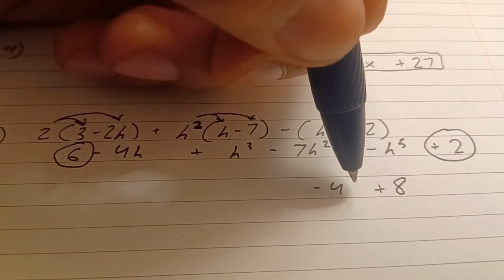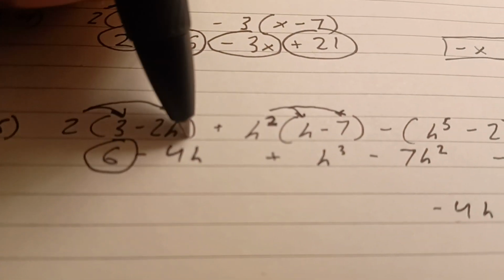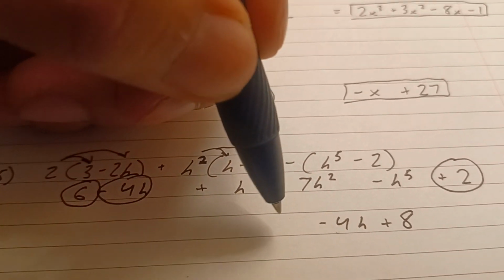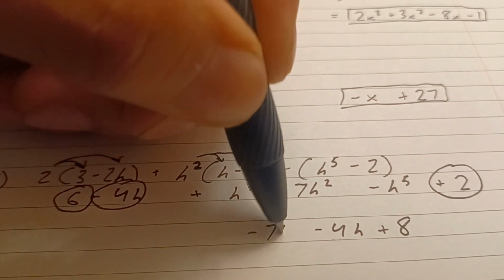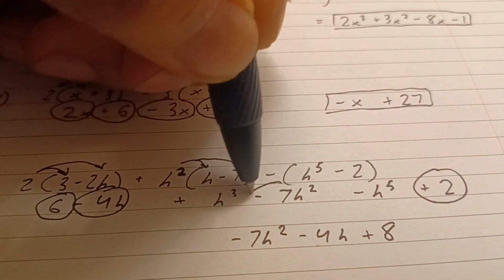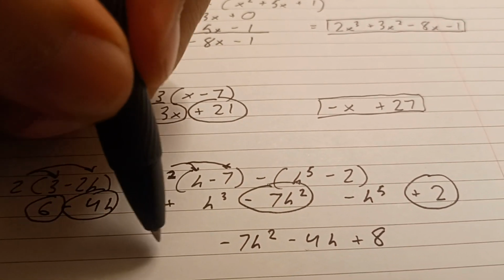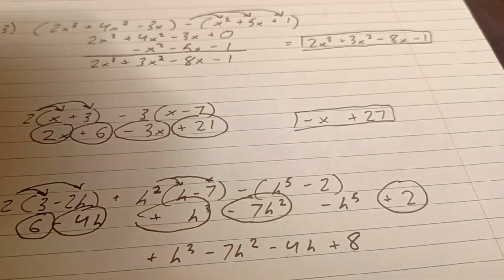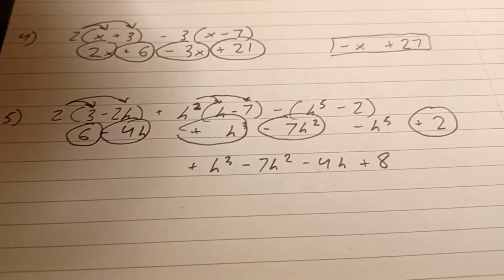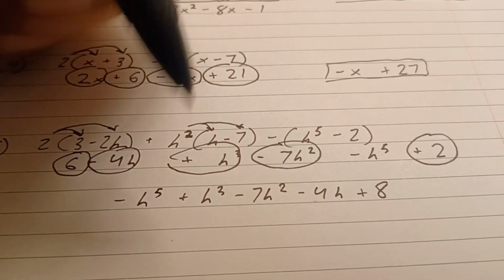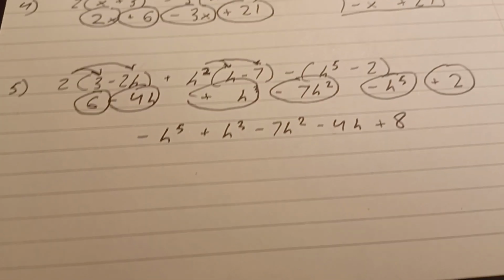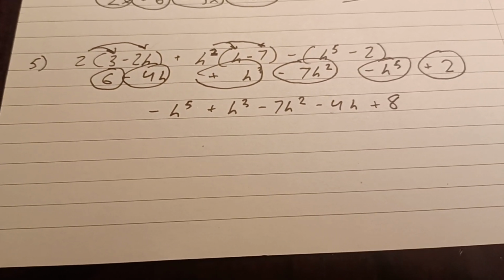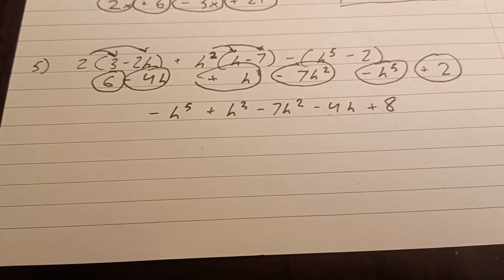We have negative 4h, right? What else do we have? We have a negative 7h squared. That's the next highest power, negative 7h squared, right? We got that. What else do we have? We have a positive h cubed. And last, we have a negative h to the 5th. So we have a negative h to the 5th plus h cubed minus 7h squared minus 4h plus 8.